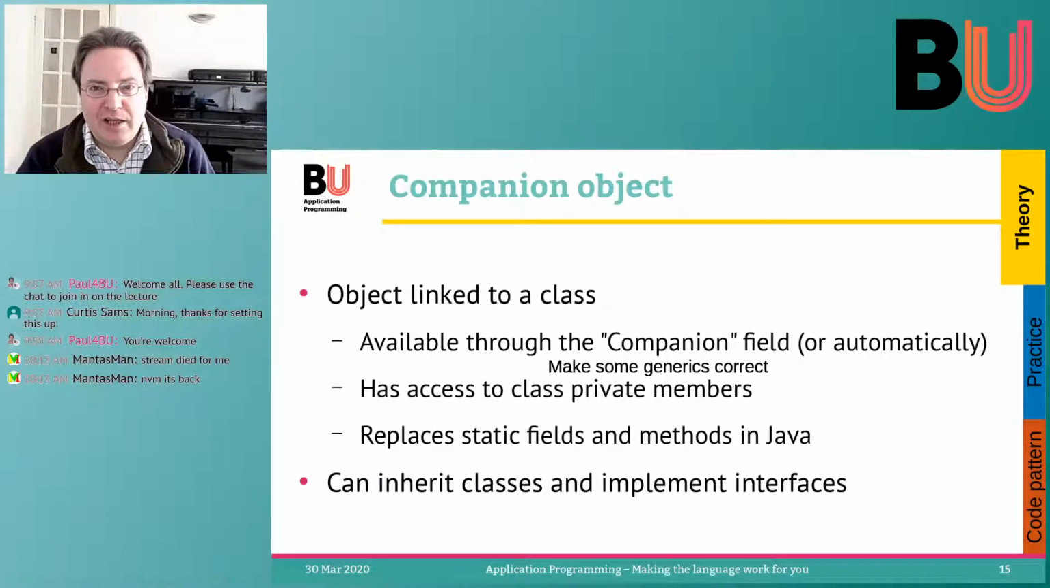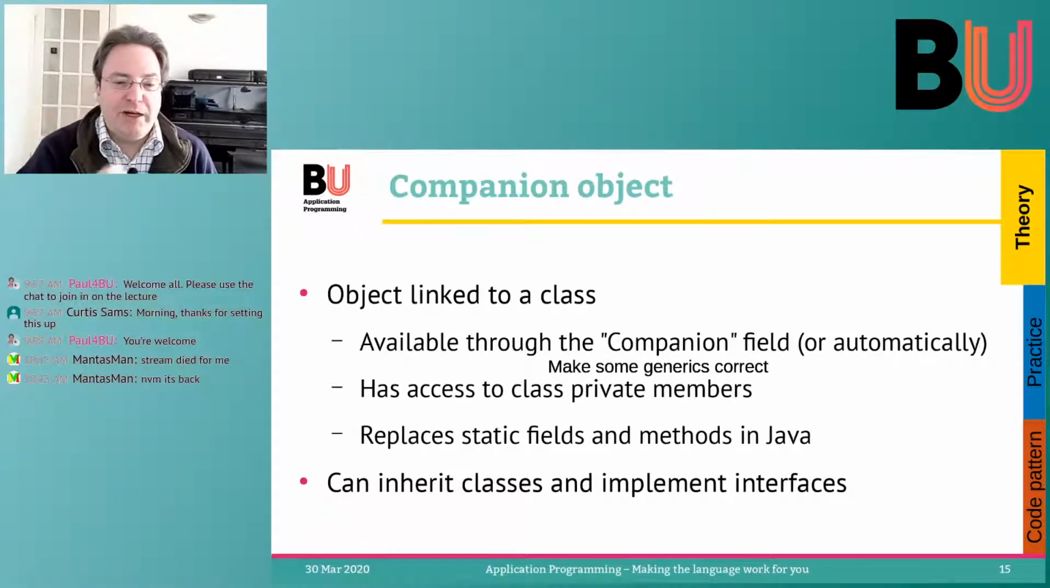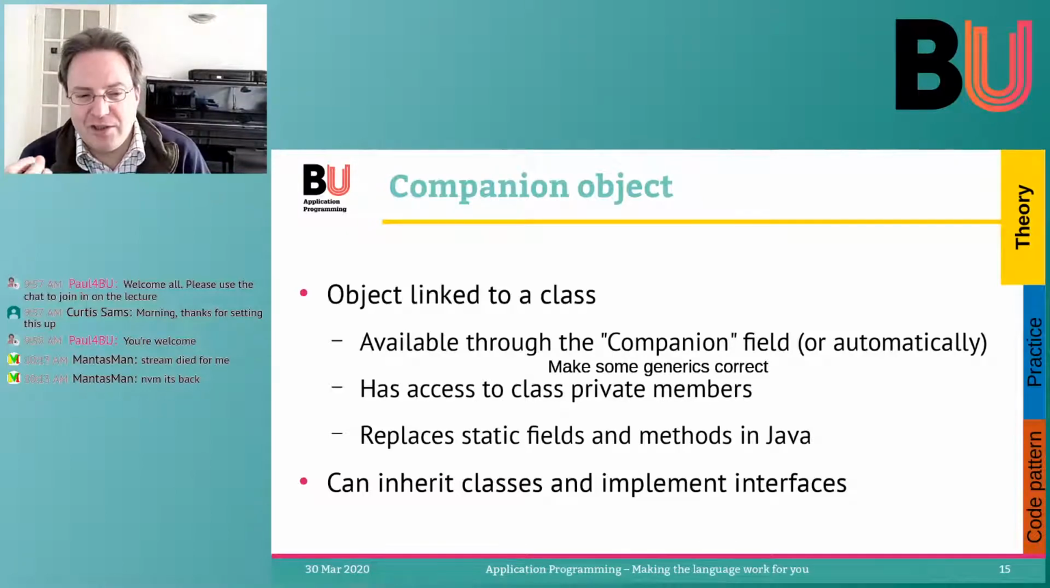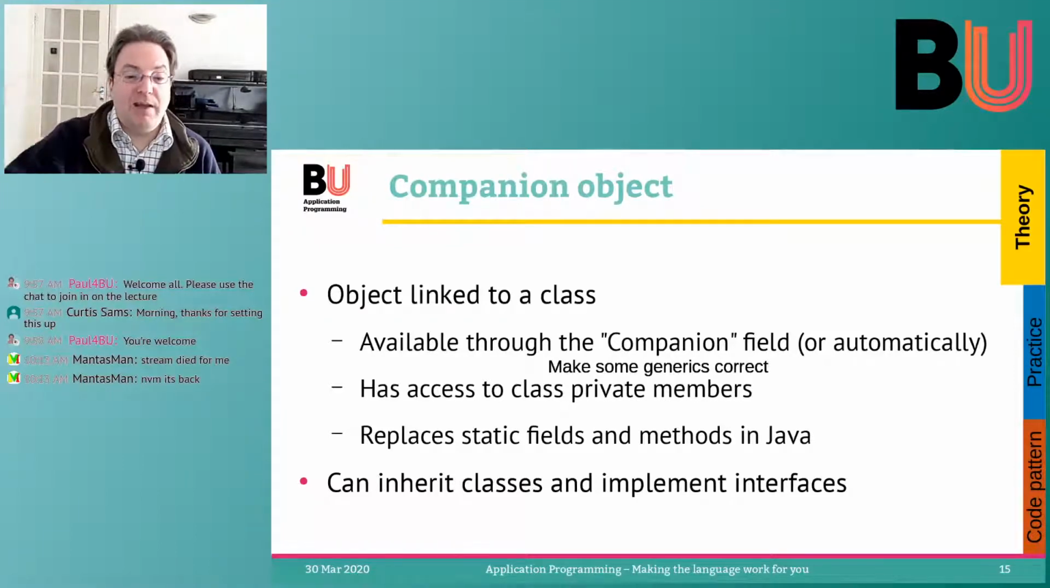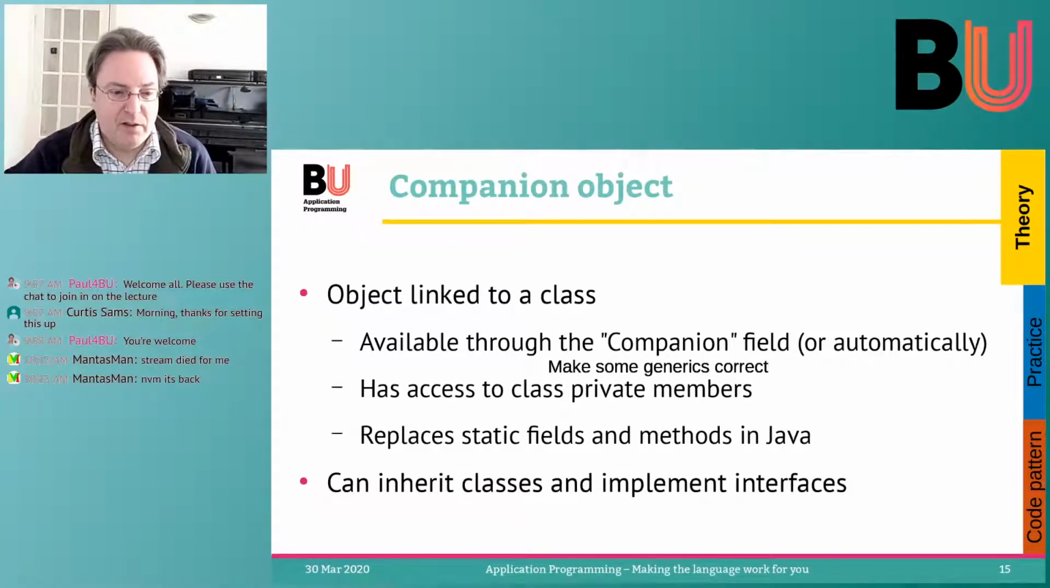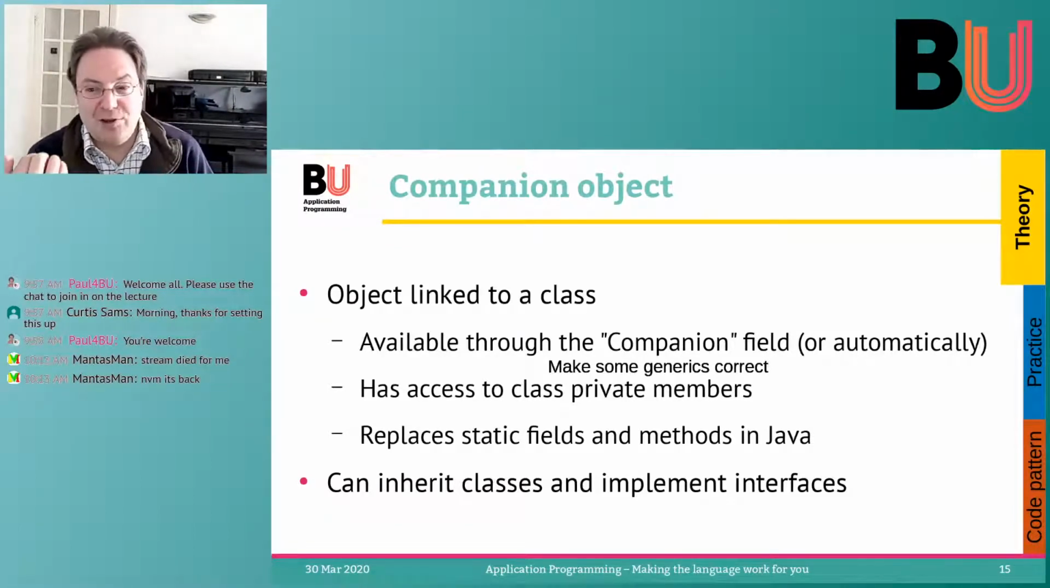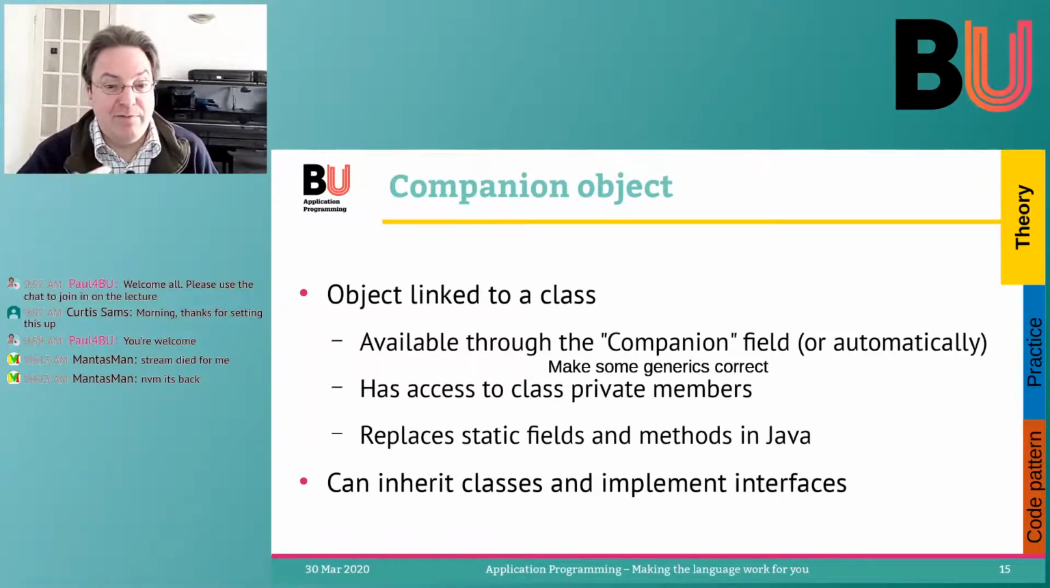The interesting thing that distinguishes a regular object from a companion object is that the companion object actually has access to the private members of a class, and you can access the elements inside the companion object as if they were on the class itself, like you would do static methods in Java. You can do type.thing. You can do type.companion.method or type.method. It's exactly the same. So it replaces these static fields and methods in Java, but a companion object is actually an instance of a class. It just happens to have only one instance.